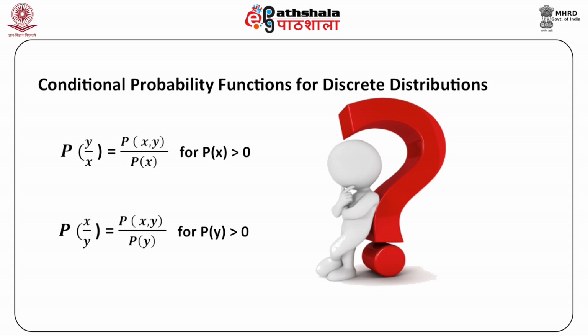In general, if x is fixed and y varies over all possible values within the range of Y, then P(y|x) is equal to P(x,y) divided by P(x), for P(x) greater than 0, is the conditional probability of the random variable Y, that is the univariate distribution of Y given the condition that X has the value of small x. Similarly, P(x|y) is equal to P(x,y) divided by P(y), for P(y) greater than 0, is the conditional probability distribution of X given capital Y is equal to small y.